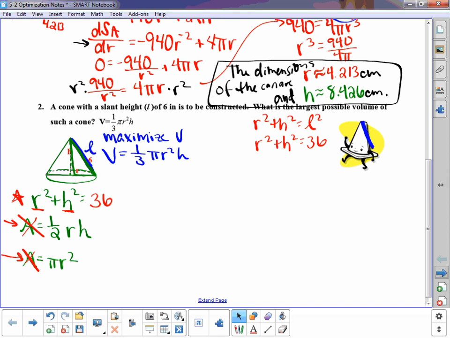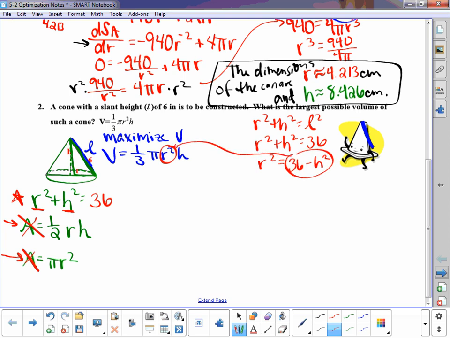So now talk with your shorter partner real quick. What do you want to solve for to plug into our volume equation? Alright, what do you guys think? R squared, and good job catching r squared rather than just r. Since we have r squared in my equation, that's probably going to be the best thing to solve for. If I did h, I'd have to use a square root. Alright, so r squared is 36 minus h squared. So this, I am putting into r squared.